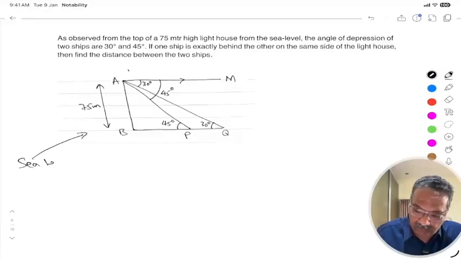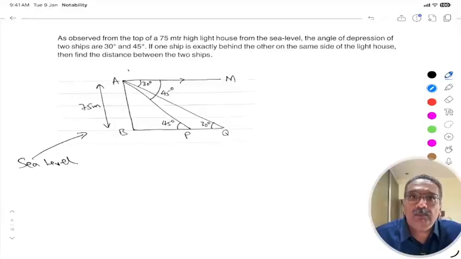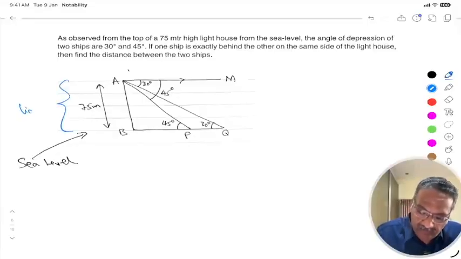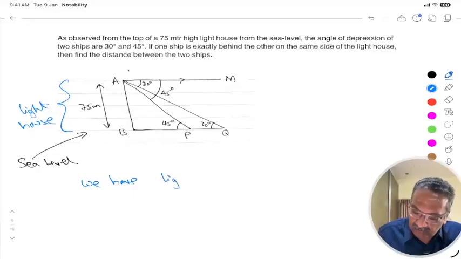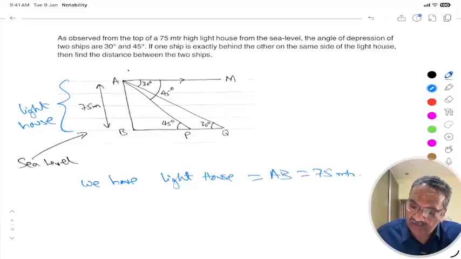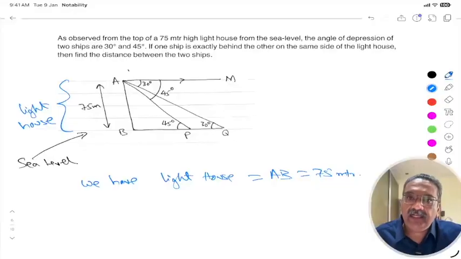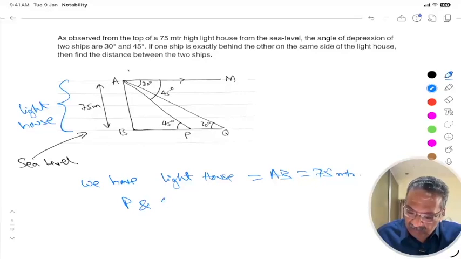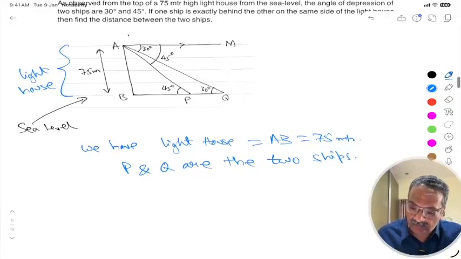This will be the sea level from the top of a 75. So AB is the lighthouse. So we have lighthouse is equal to AB is equal to 75 meter. See, from the sea level, the angle of depression of two ships are 30 degree and 45 degree. If one ship is exactly behind the other on the same side, find the distance between the ships. So as per the drawing, we have P and Q are the two ships. So we have got now AM is the line of sight.